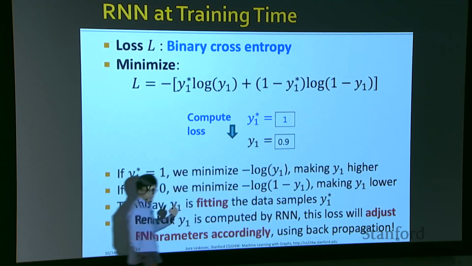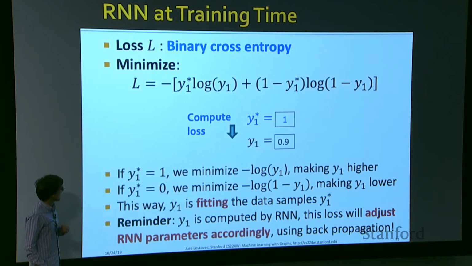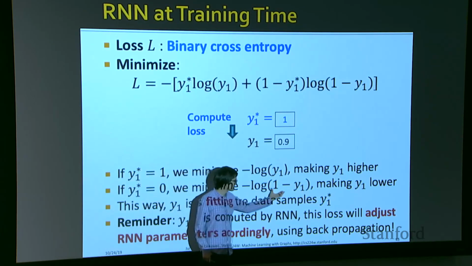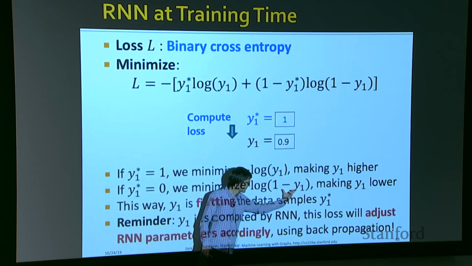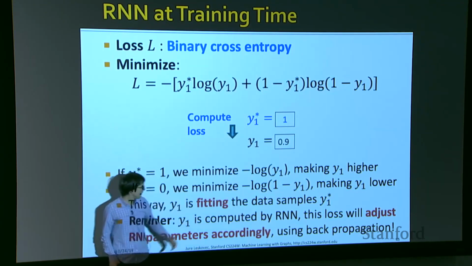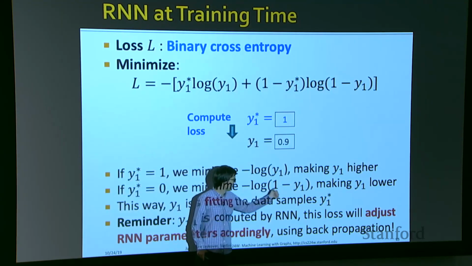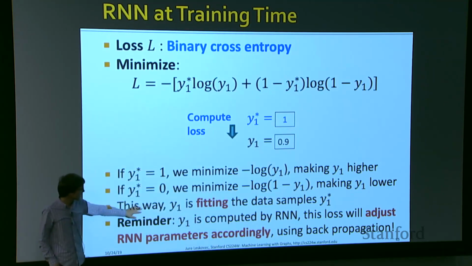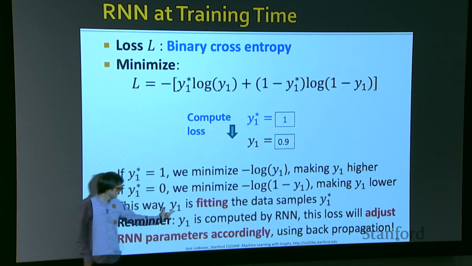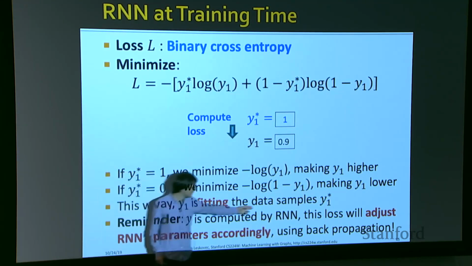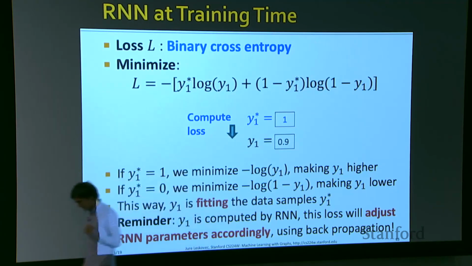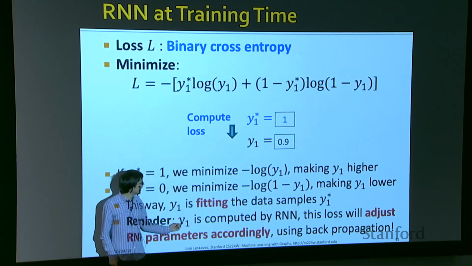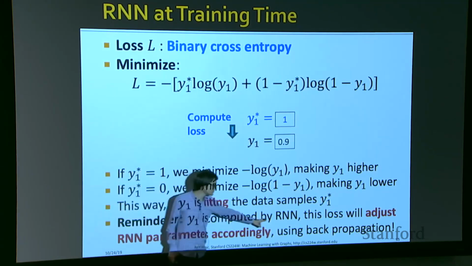So we want to make minus log y larger, and if there is no edge, we want to make 1 minus y larger, which means we want to make minus log of 1 minus y smaller. Okay, and this way we are basically fitting the outputs to the ground truth samples, or to the training data. Remember that this output y, this edge probability, is computed by the RNN.